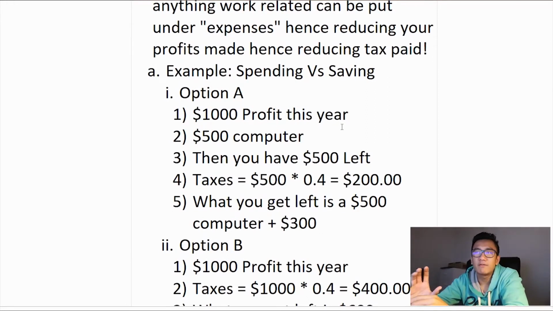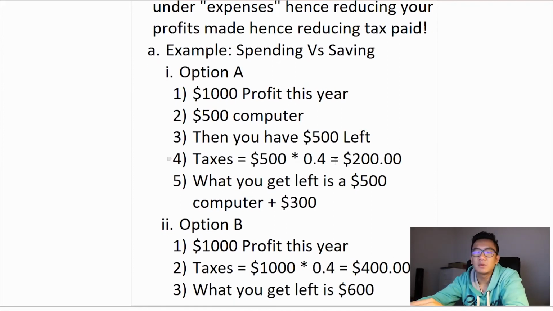You then purchase a $500 computer, which you could then write off. This $500 would be put under expenses, so your company only profited $1,000 minus $500, so that's $500 profit that you'll then be taxed on. Now that $500 times 40% tax, that's $200 that you have to pay as taxes. Hence, you'll be left with 500 minus 200, therefore $300 cash and a $500 computer. So this is the result of option A.